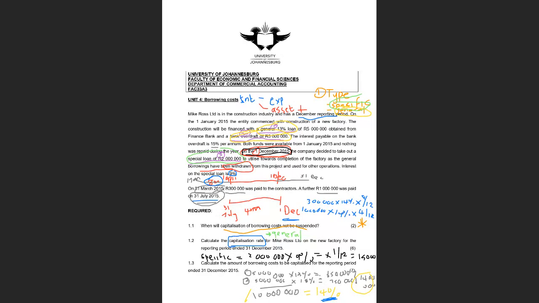Yes, so the interest on the specific loan is also capitalized. Okay, so that's what I was saying at the beginning. We need to determine for each loan how much of interest should be capitalized. Okay, so interest is capitalized on the general loans and the specific loans. So 1.2 basically is only for the general loans, while 1.3 is for the specific and the general loans.